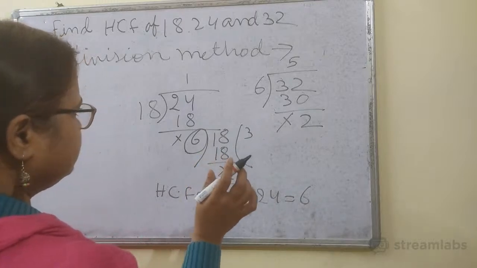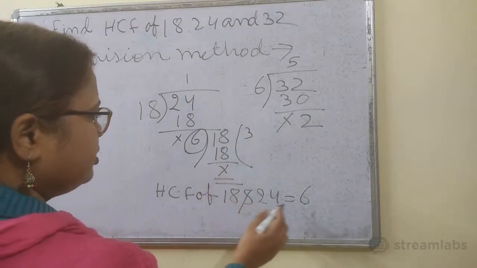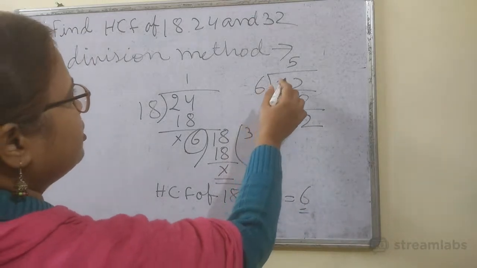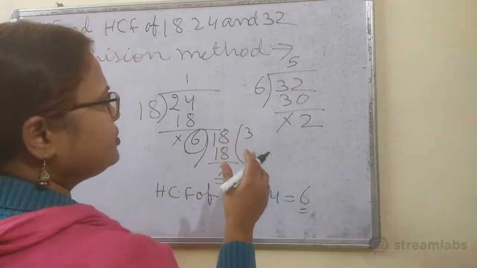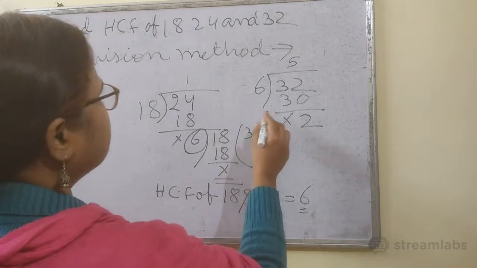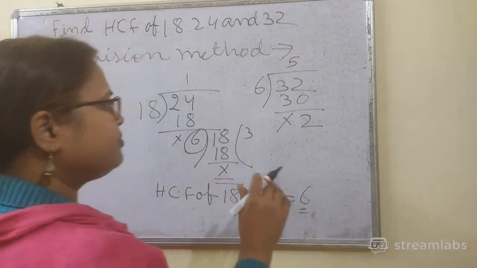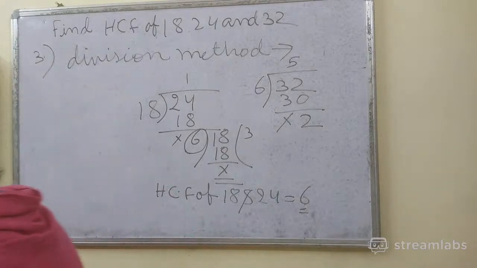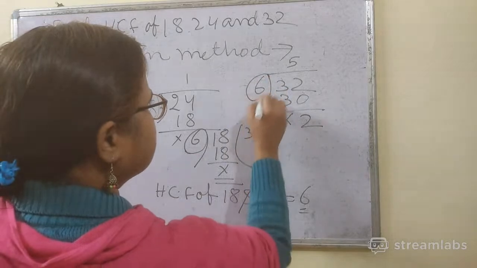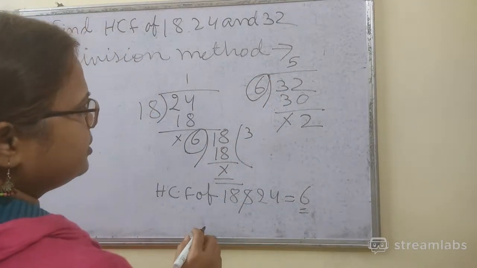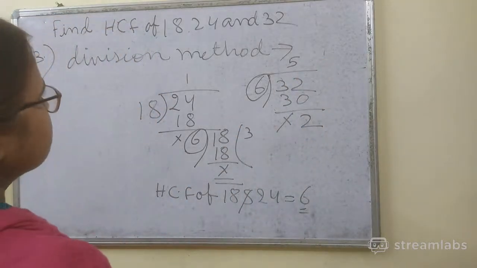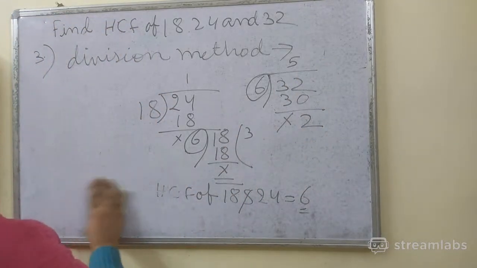How many times? 3 times. So cancel. Then again 6 is what? Then from the 6 we will divide what? This 32. 6 5s are 32. So here is 2. Then HCF is coming what here? HCF is coming 6. So here this HCF will be 6. Clear? Now next.